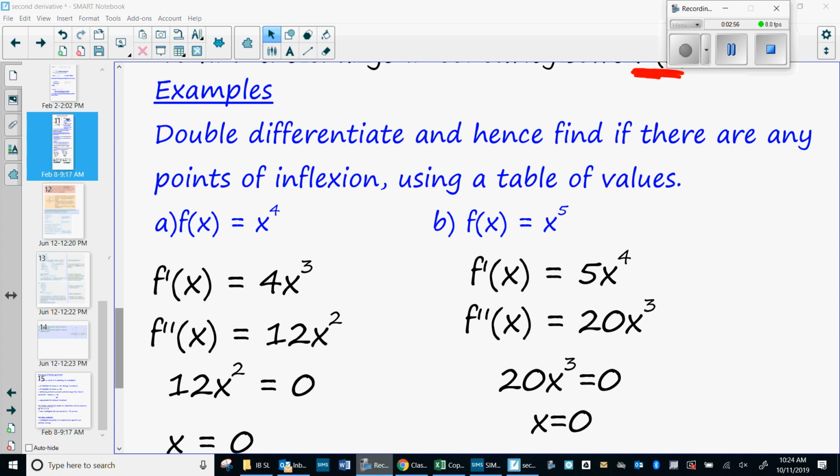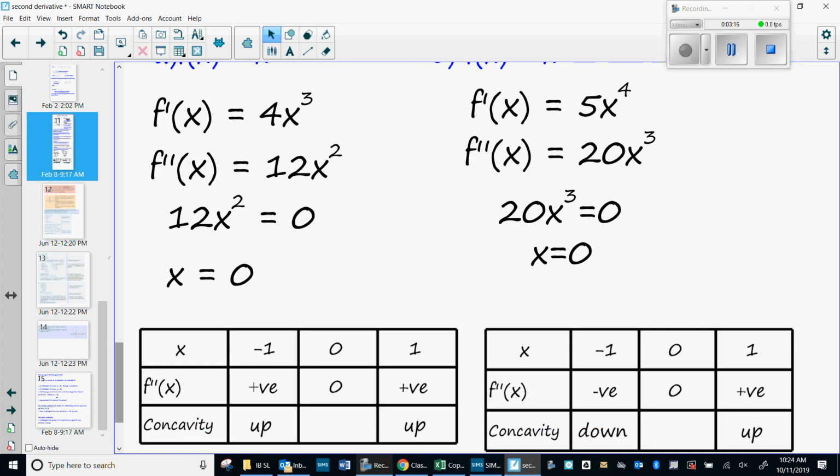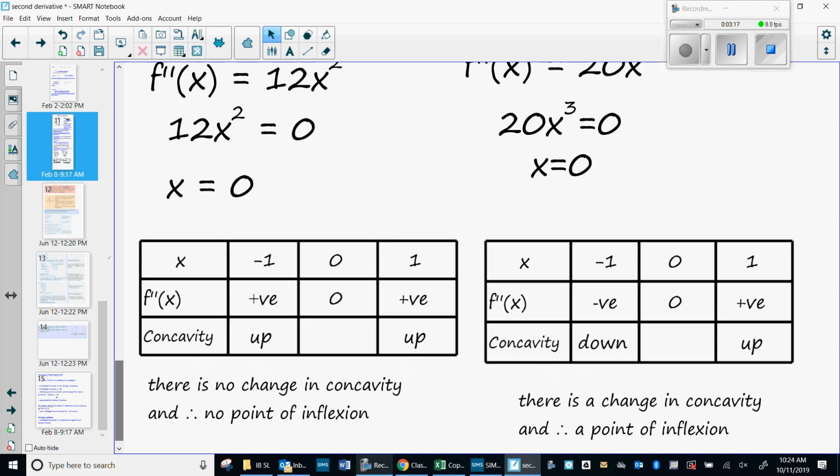Okay. So we double differentiate. Here, this is our function. f(x) is x to the power 4. Derivative, 4x cubed. Second derivative, 12x squared. So we put that second derivative equal to 0, and we solve it. Our value of x is going to be 0.